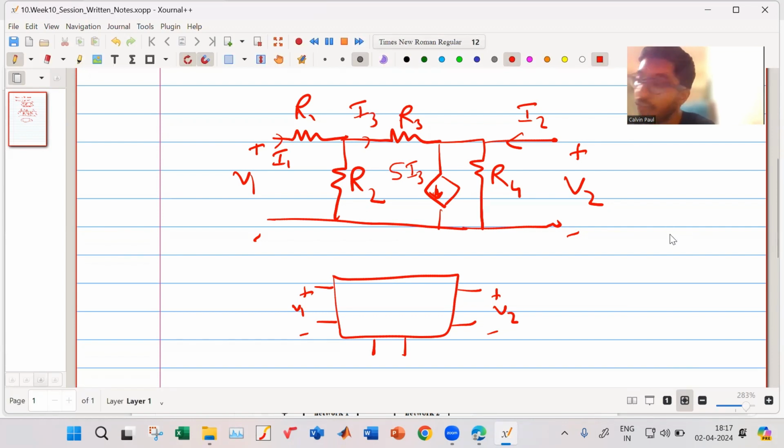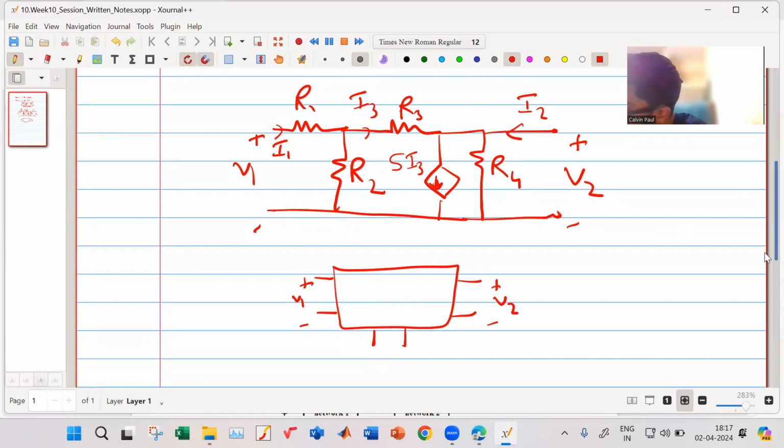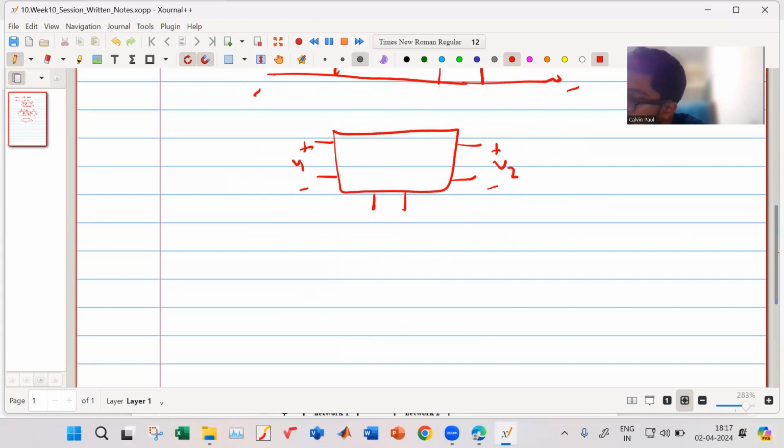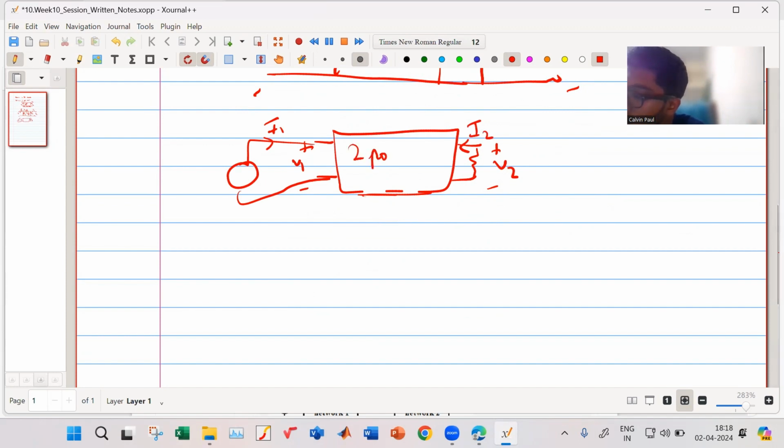Now we will see. So basically, your two port network. Here, there can be some voltage source. There could be some load, there could be anything connected. But you have a plus minus V1 and the current I1 flowing in. You have plus minus V2 and current I2 flowing into your two port network. Okay.